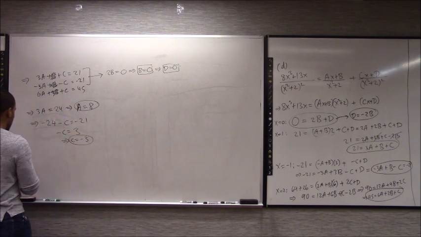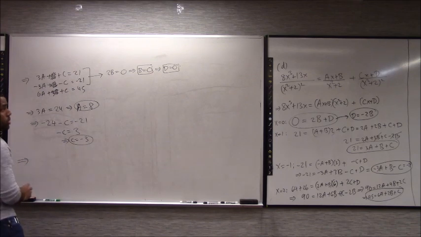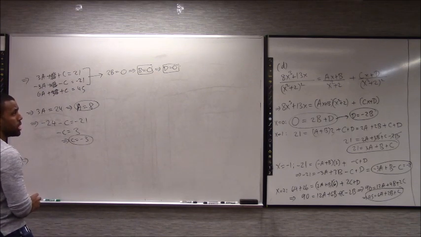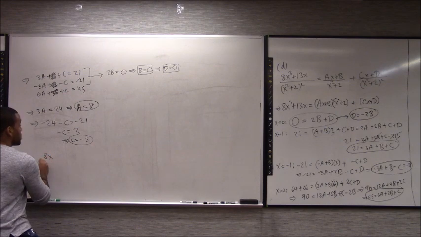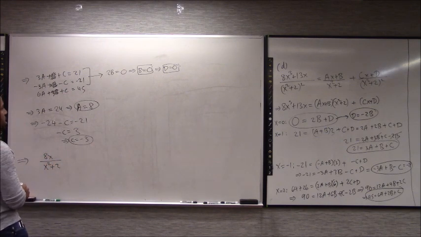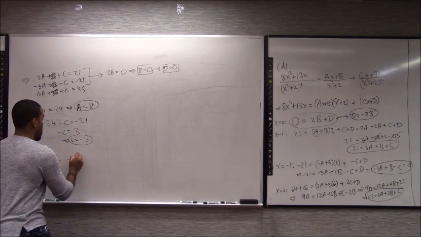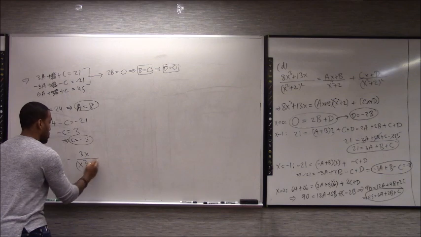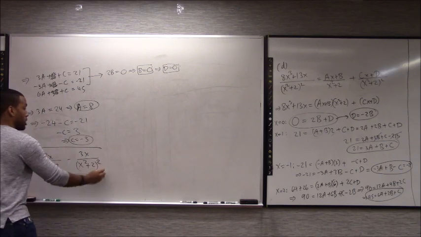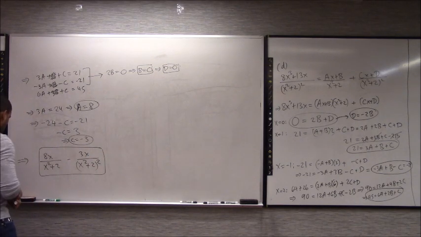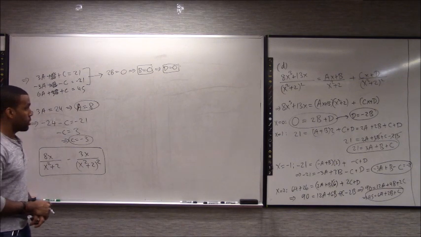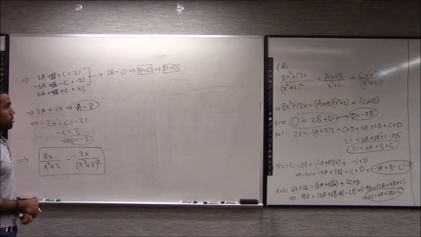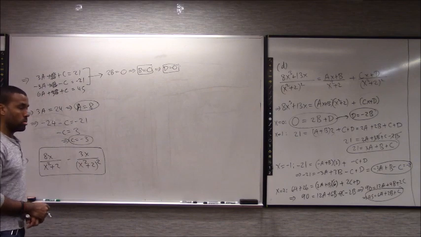And so at the end of the day, we have a is 8: 8x over x squared plus 2. And my c is negative 3: minus 3x over x squared plus 2 squared. It's going to be the answer to that. Don't you have to, oh wait, no, b and d are 0, right? b and d are 0.